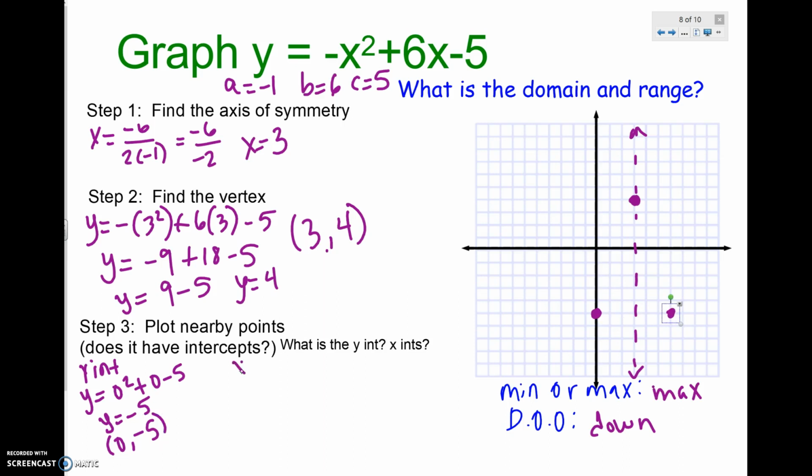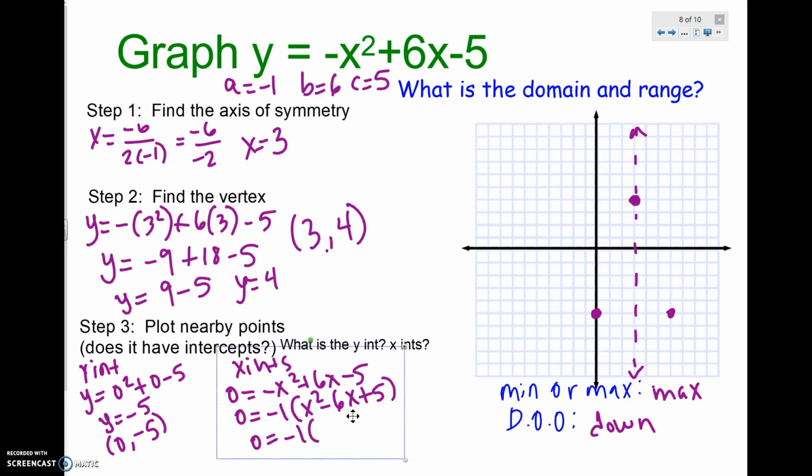And then I'm going to find my x-intercepts by plugging in 0 for y. So 0 equals negative x squared plus 6x minus 5. I got to take out that negative 1 GCF. So I get x squared minus 6x plus 5. And now I can factor into my two parentheses. Signs are going to be minus minus. And the factors of 5 that add up to 6 are 5 and 1. Just to check, negative 5x, negative 1x give me negative 6x.